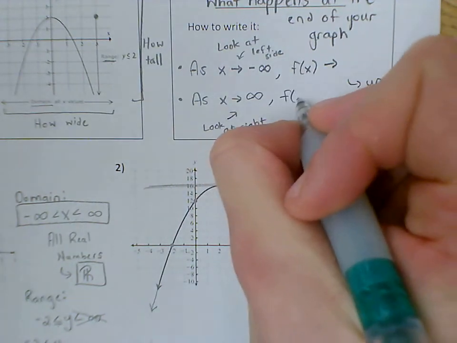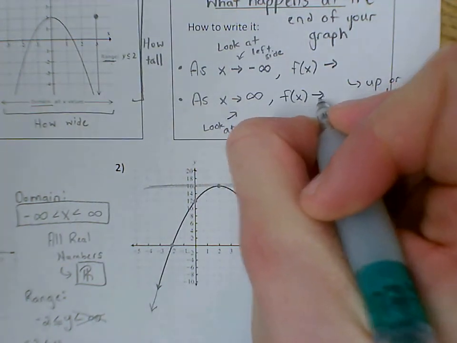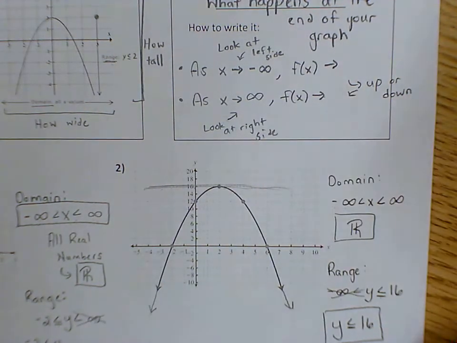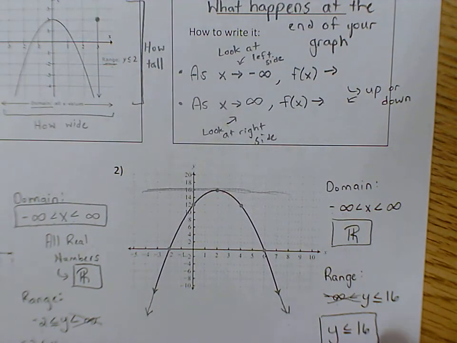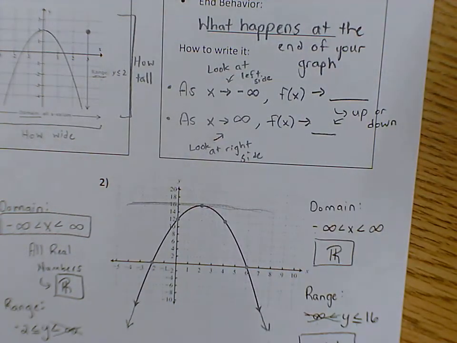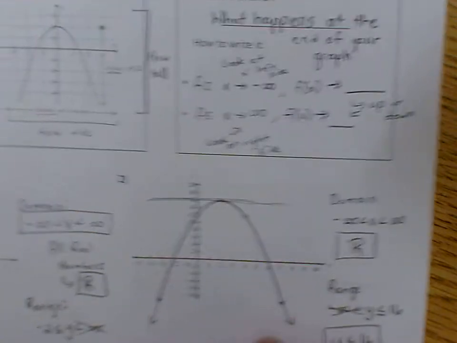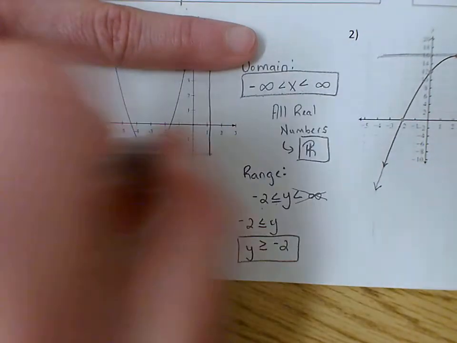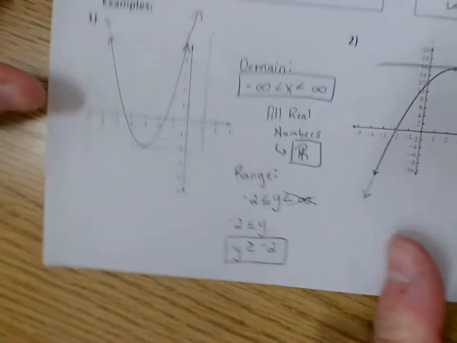So you would say, my function, f of x, is approaching. And then you're again going to tell them if it's going to go up or down. Okay, so you're going to have to write something right there. Okay, so let's talk about what does this mean and how do you do it. Okay, so I'm going to actually erase this from where we were working on domain and range, and then we're going to do the end behavior.